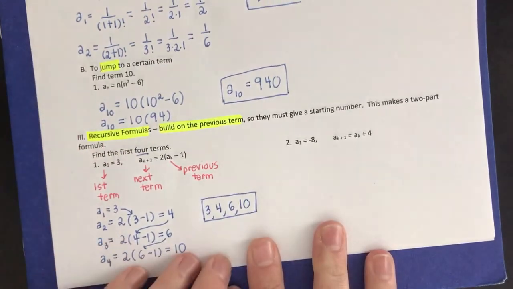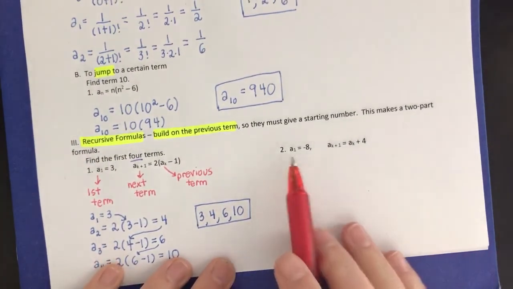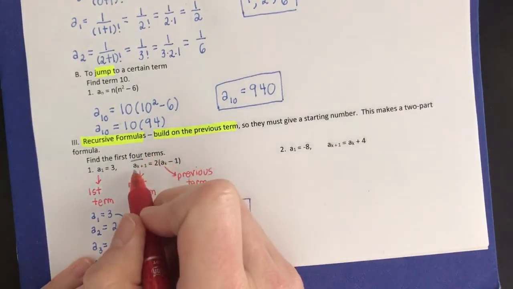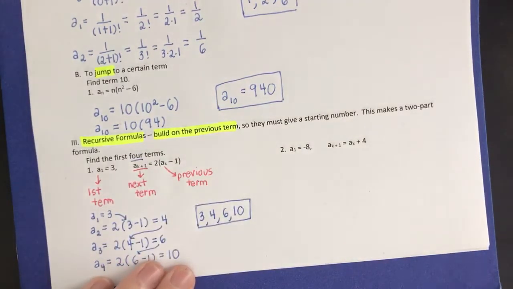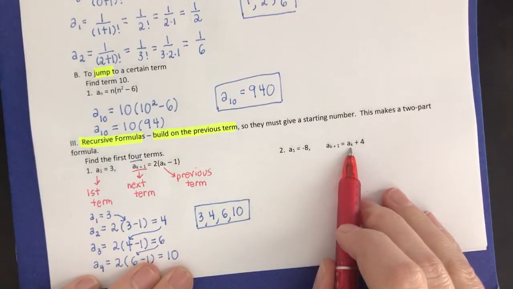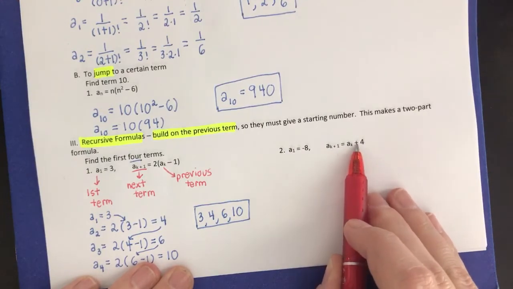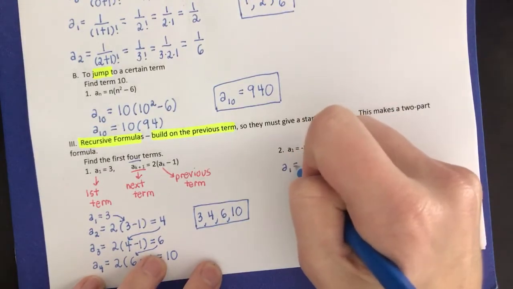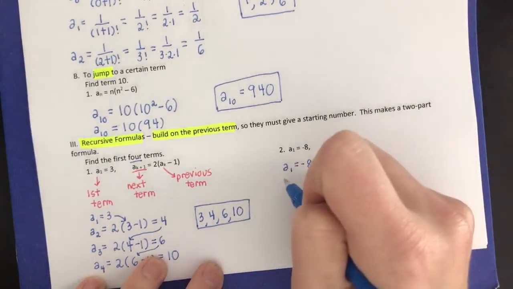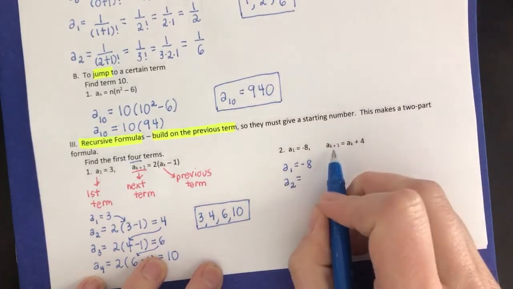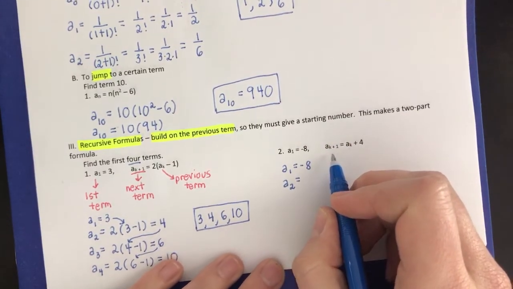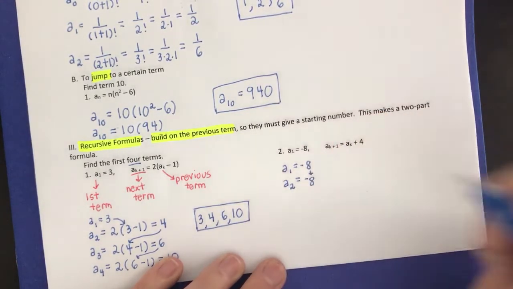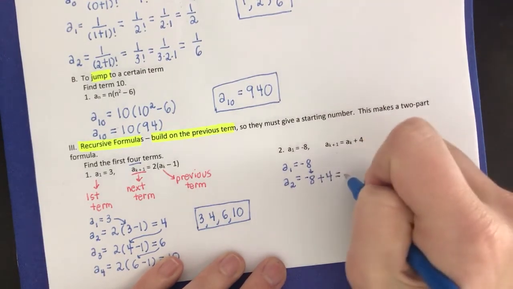Okay, so again, a sub 1 is our first term. A sub k plus 1, this whole thing, stands for the next term. Okay, and then the a sub k means the previous term, and we're going to take the previous term and add 4. So a sub 1 equals negative 8. Okay, so then a sub 2, our next term, is going to be equal to our previous term, negative 8, plus 4, which is going to be negative 4.